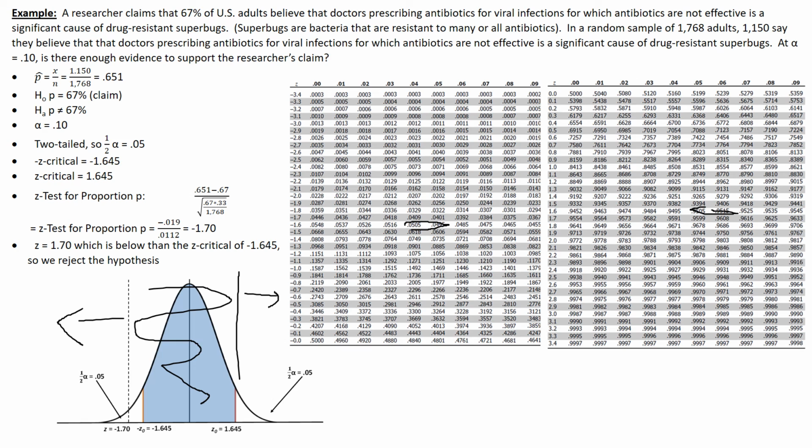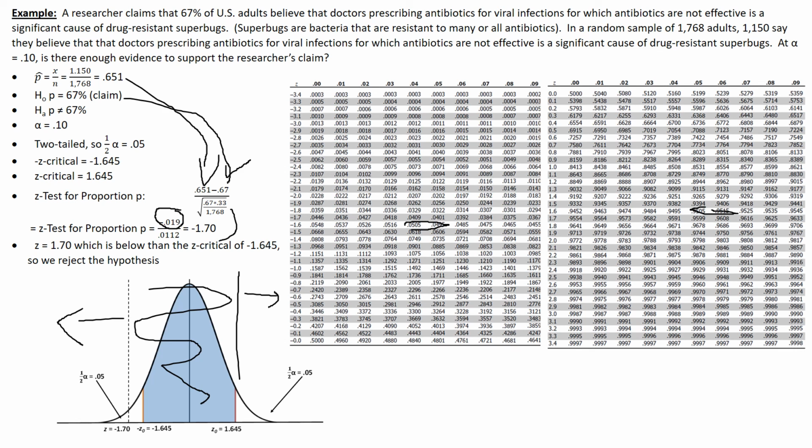So let's do our analysis to see if we would reject this claim or fail to reject it. Sample p is 0.651, which we figured out, my p-hat. My population p is 67%. 0.651 minus 0.67 is negative 0.019. In my denominator, my p is 0.67, which means my 1 minus p, or my q, is 0.33. 0.67 times 0.33 divided by the number of samples, 1,768.